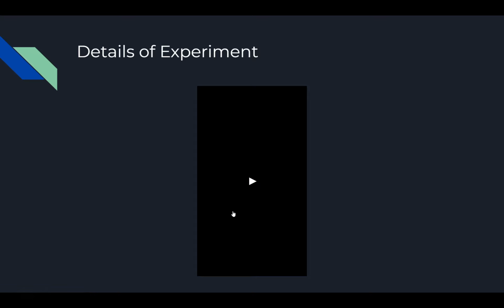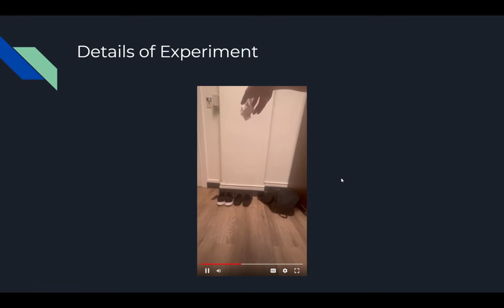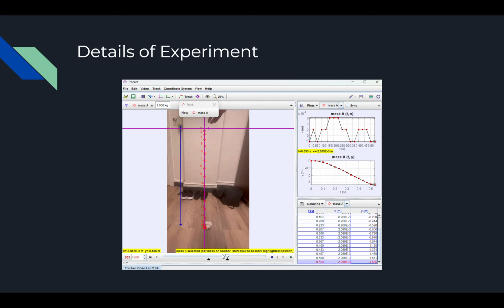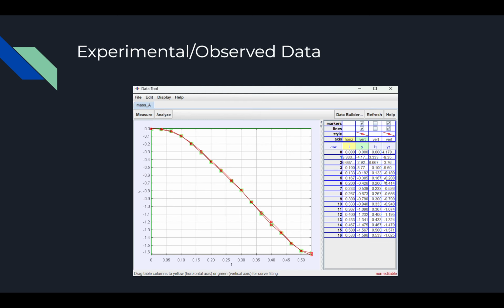So this is a video that I put in the tracker. And then this is a screenshot of my tracker model. So this is the actual graph. As you can see, over here the position was slowly, or the velocity was increasing until it reached a constant velocity.